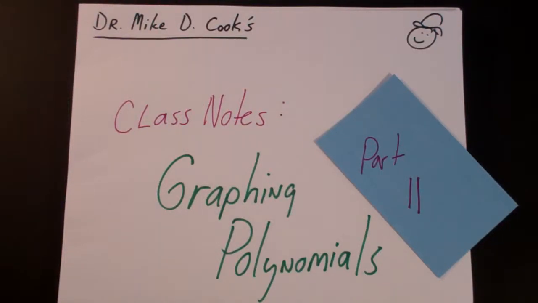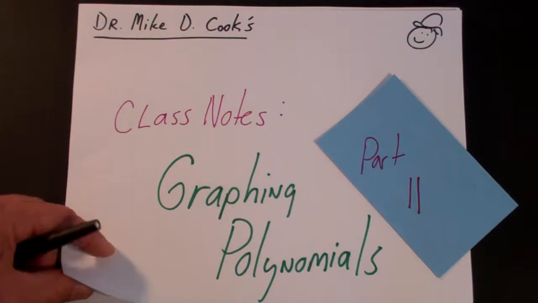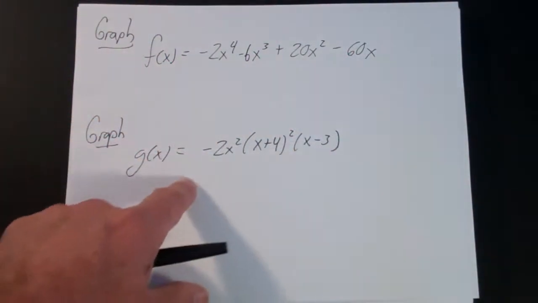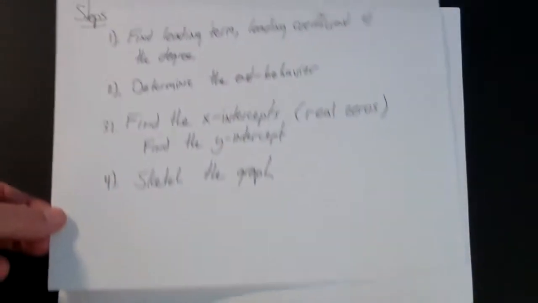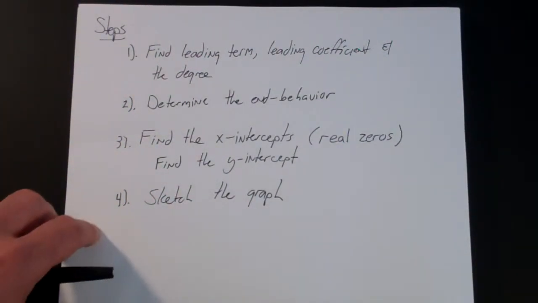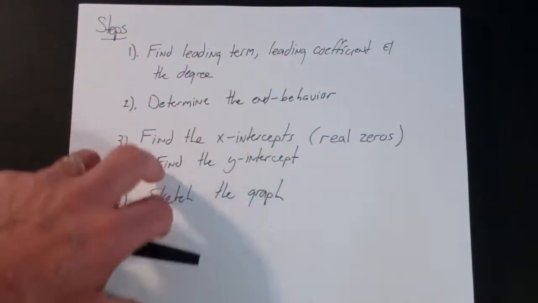This is the second video of a series of videos on graphing polynomials. What we're doing here is graphing polynomials by hand. Two examples would be this graph right here, or this equation right here. What we're going to focus on in this video is the first step. So here are the steps to graphing polynomial functions by hand. Then what we're going to do is find the leading term, the leading coefficient, and the degree.